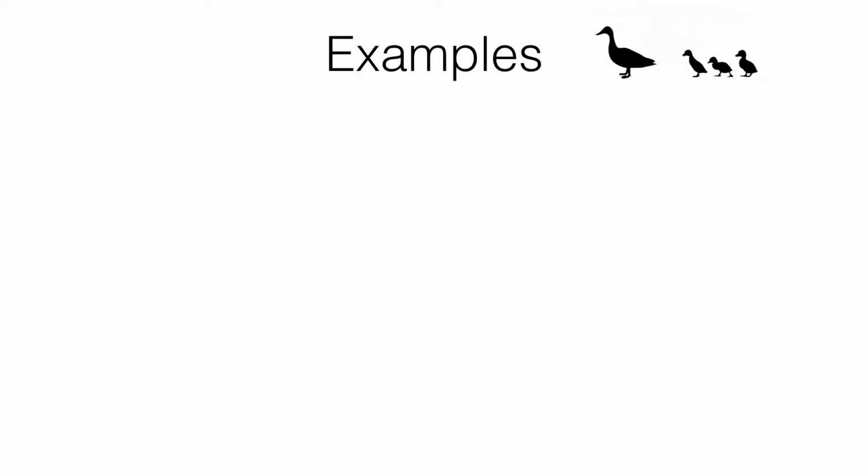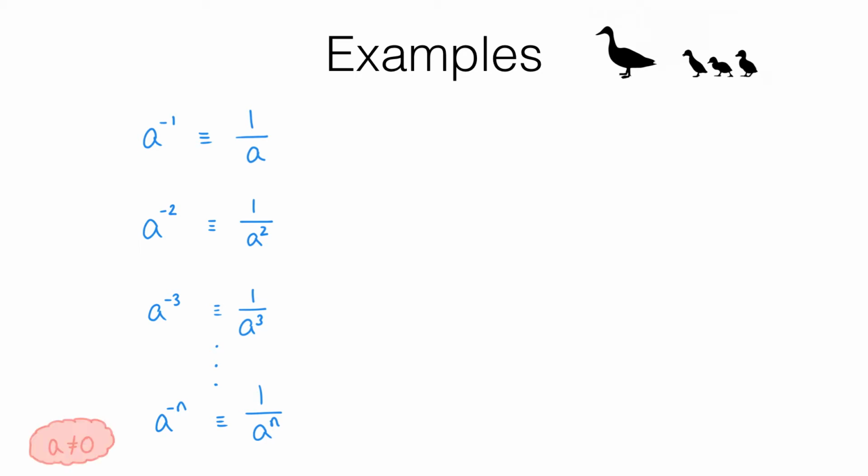In this series of videos, we're going to be looking at index laws in algebraic contexts. Before we continue with this, you need to make sure you are comfortable with the following ideas from topic N7a. The big idea is that, in general, a to the power of negative n is equivalent to 1 over a to the power of n. This is always true no matter what value a takes, as long as it's not 0.